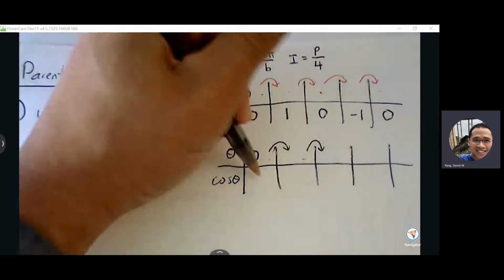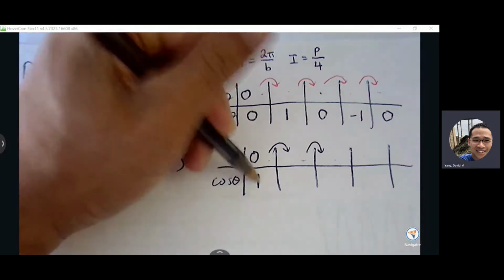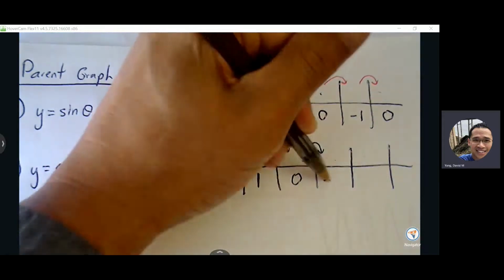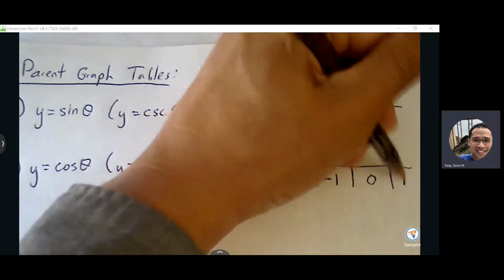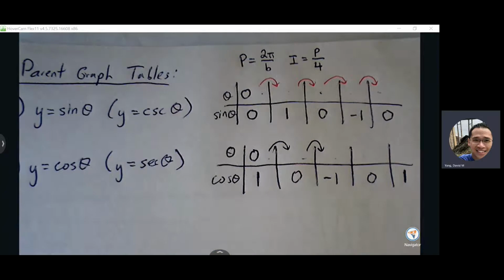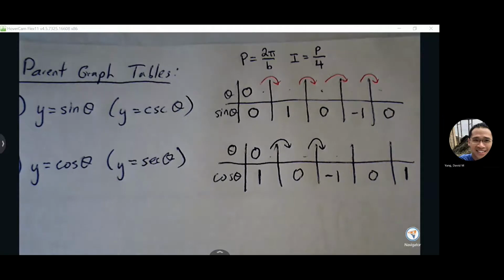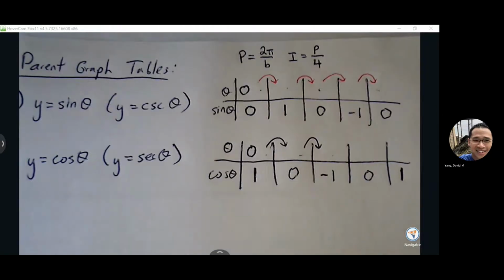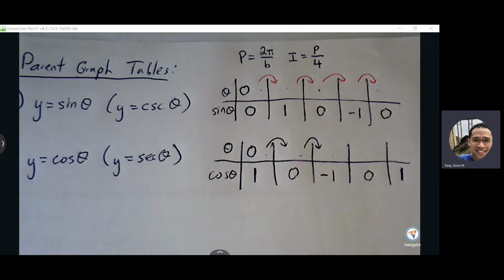Okay, cosine starts where? 1, right? Starts at the peak, makes its way down to the minimum, and then rises back up to that same point. Okay, by and large, I think we're okay there.